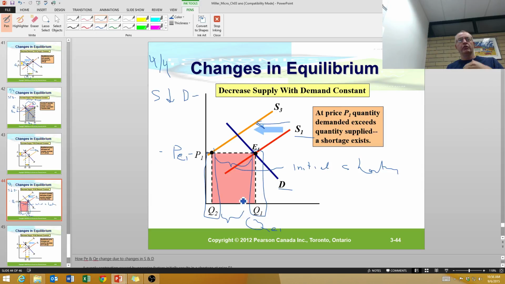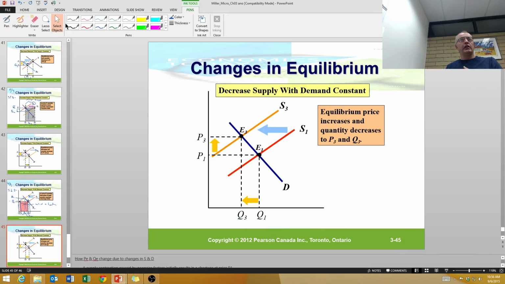So we have a shortage of this amount. If there's a shortage in the market, buyers know that they're going to have to increase their price in order to entice suppliers to increase the quantity supplied, and that's going to result in a new equilibrium price where the two curves intersect, P2, and that's going to give us a new equilibrium quantity, QE2. Anyway, that's exactly what happens. So as the supply curve shifts to the left, price is going to increase from the disequilibrium situation, and the quantity is going to contract.